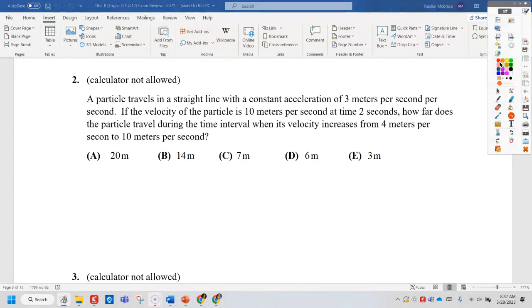A particle travels in a straight line with a constant acceleration of 3 meters per second. This one is a little bit different because now you have to take into account distance. So what you needed to do for this problem is say distance equals the integral from 0 to 2 of the absolute value of v of t dt. And you got 14.